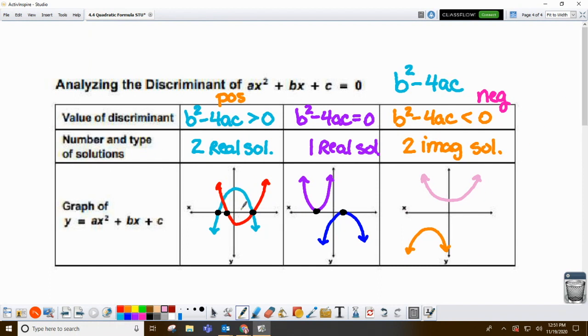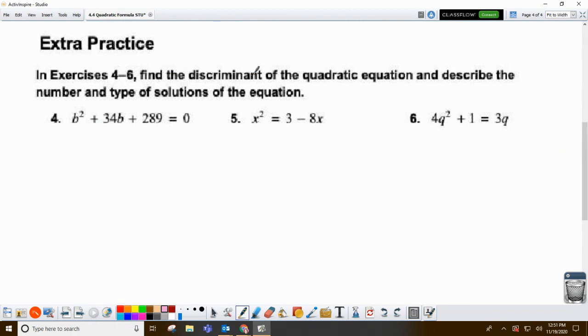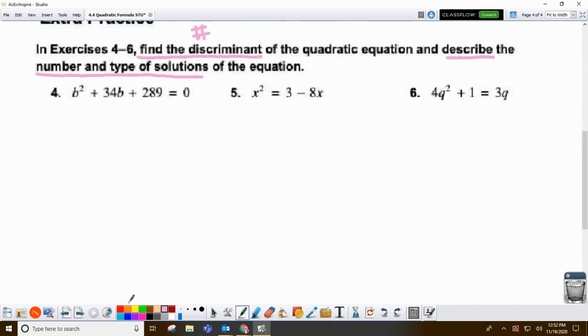So let's use this real quick and see if we can come up with the discriminant of the quadratic, and then we need to describe. So we need to find the discriminant. That's just going to be a number, a numeric value. And then you need to describe the number and type of solutions. So that's going to be what I was telling you up here, the number and type of solutions. These are your only three options. So let's take a look.